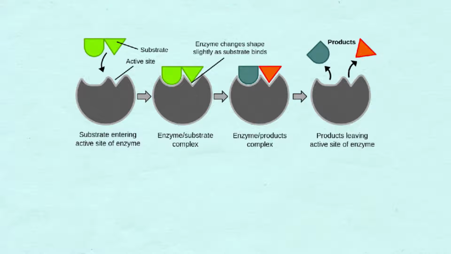When a substrate enters the active site of the enzyme, an enzyme-substrate complex is formed. It is necessary for an enzyme-substrate complex to be formed for a reaction to take place. The active site of the enzyme is complementary to the substrate.